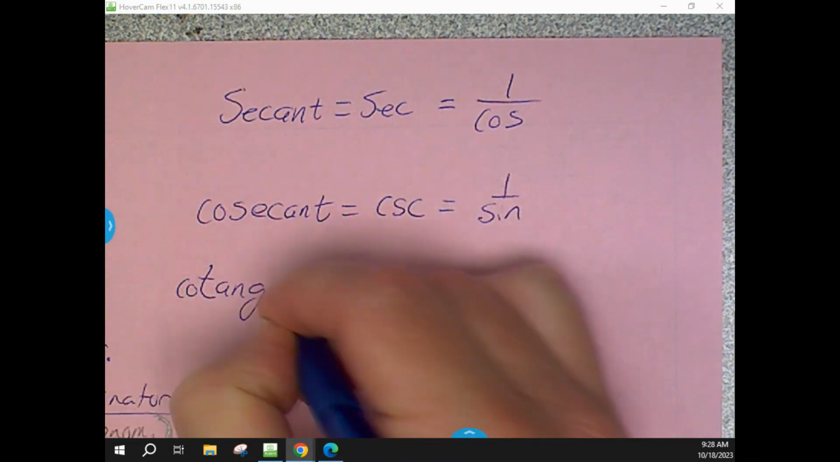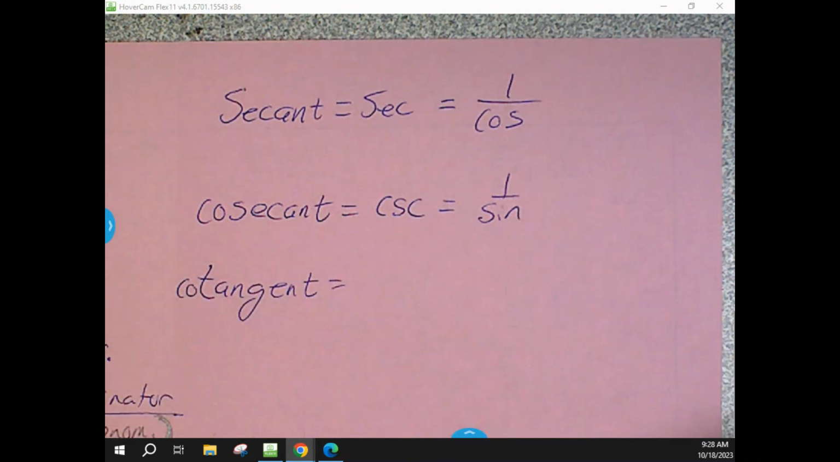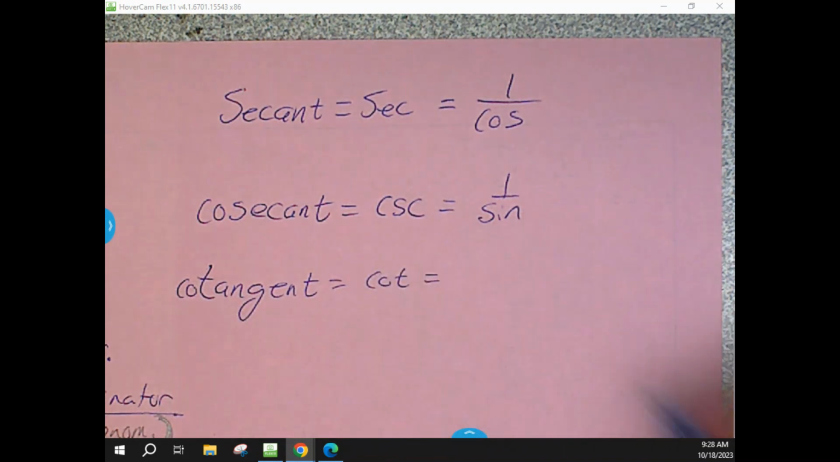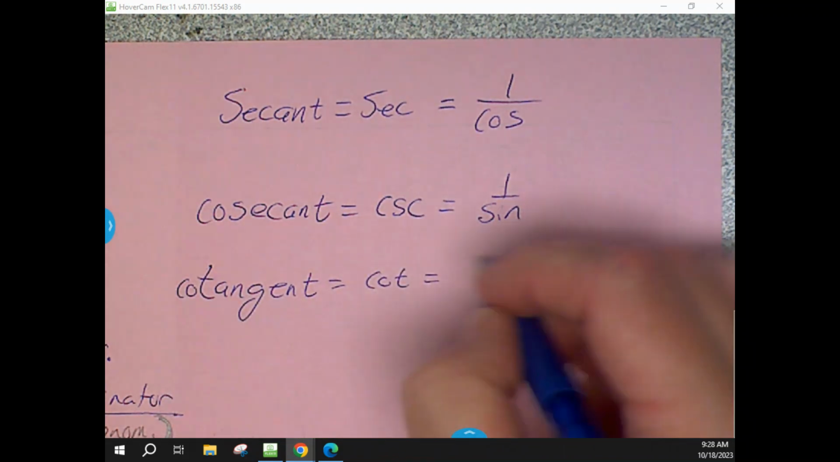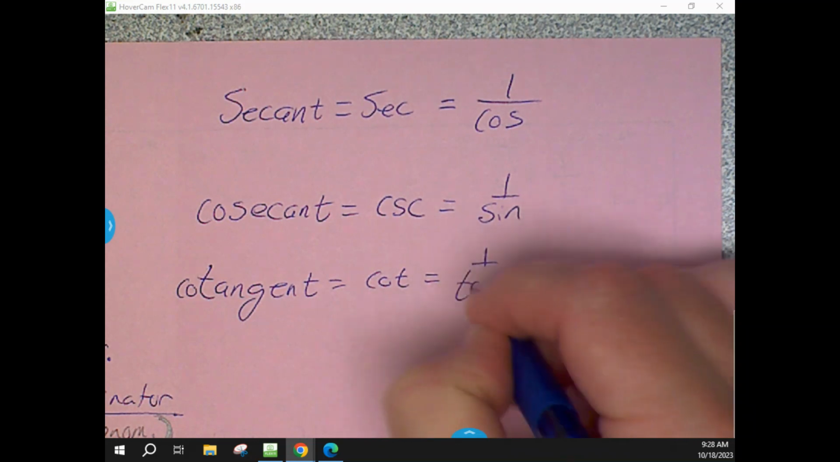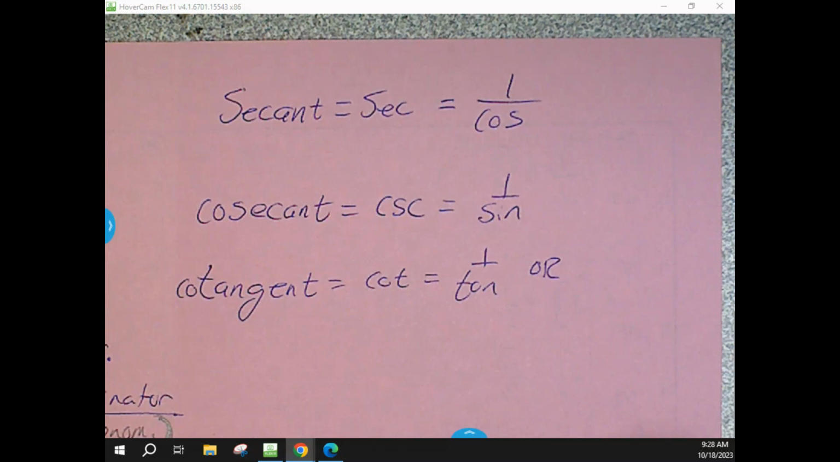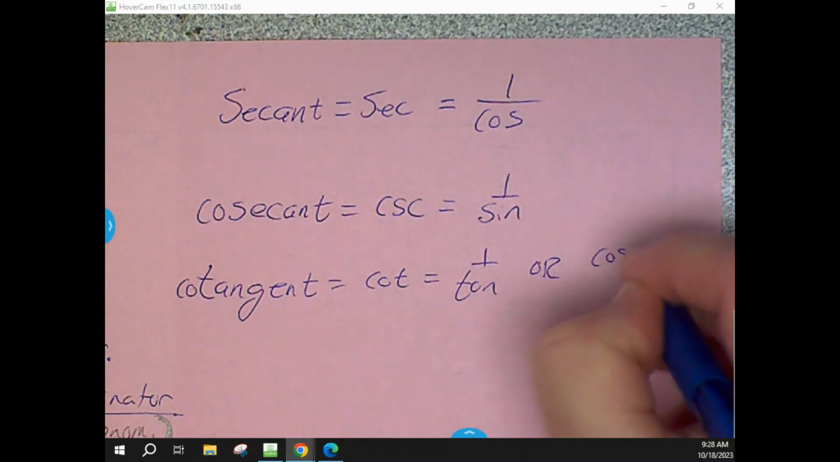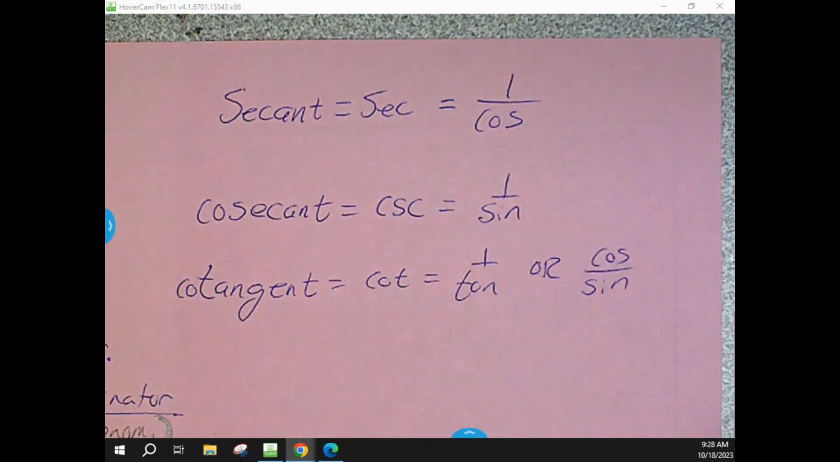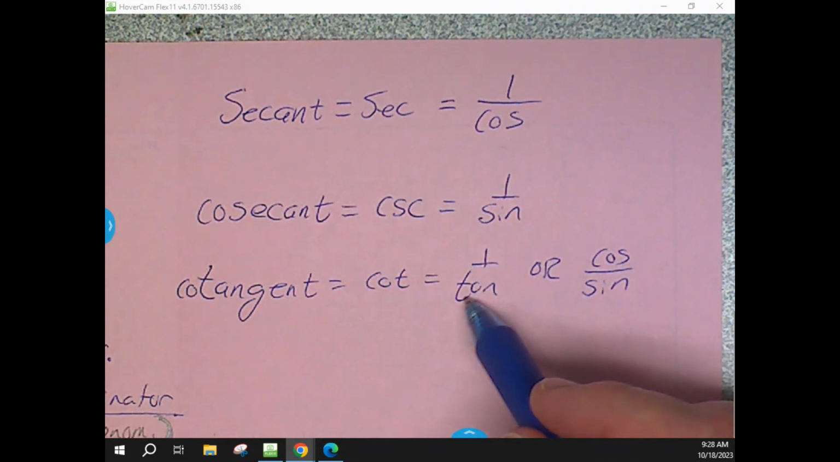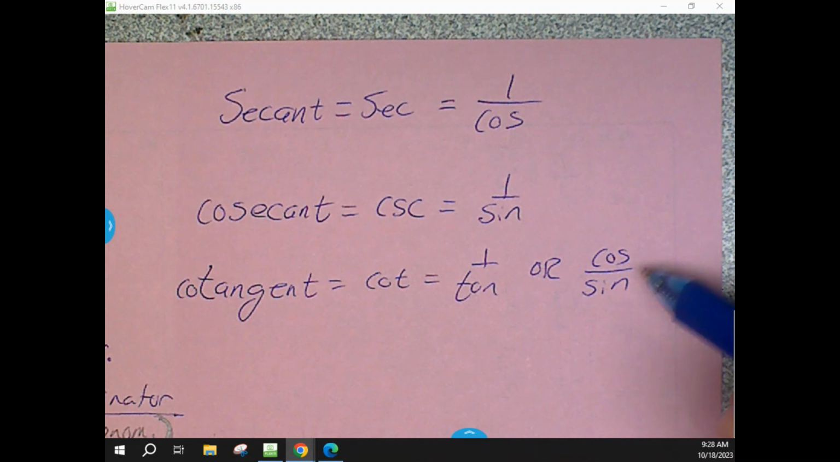And then the last one we have to look at is cotangent. The short for that one, we can do just COT. You can do that one as 1 over tangent, or it's going to be cosine over sine. Because if it's 1 over, that's basically the inverse. So if you take tangent, which was sine over cosine, and you flip it, you're going to get cosine over sine.